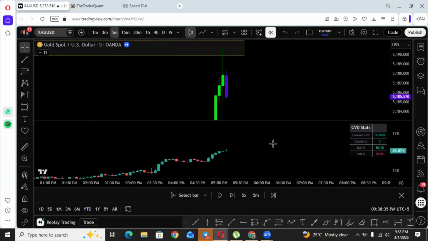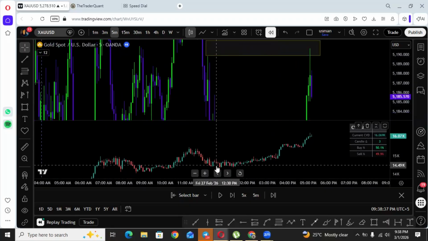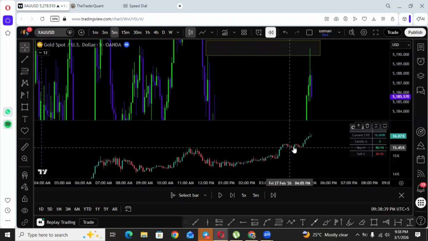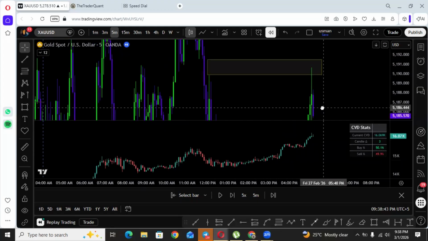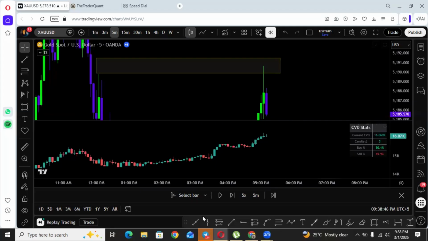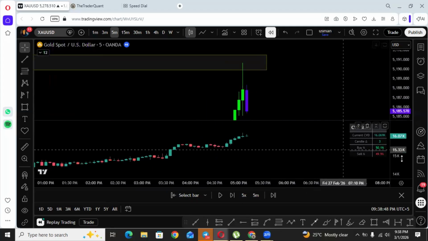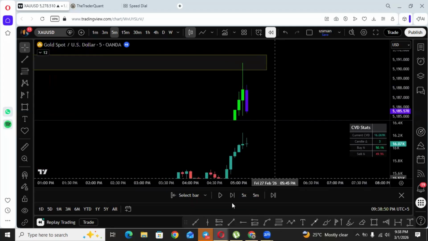But why will we not enter in the sell direction? Because their open interest is rising. They are taking the prices high. Their positions are on the bullish side. We will never take the sell from here. Okay, so let's play the chart.